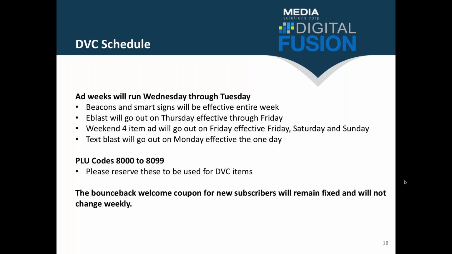On Thursday, the special delivery single item e-blast will go out, and that'll be valid for Thursday and Friday. Then on Friday, we'll have the weekend 4-item e-blast that'll go out, and that'll be valid Friday, Saturday, Sunday. Monday will be the day that the text item is sent out. That'll be a 1-day only offer, and Tuesday's a down day, and then we come back around to Wednesday and it starts all over again.